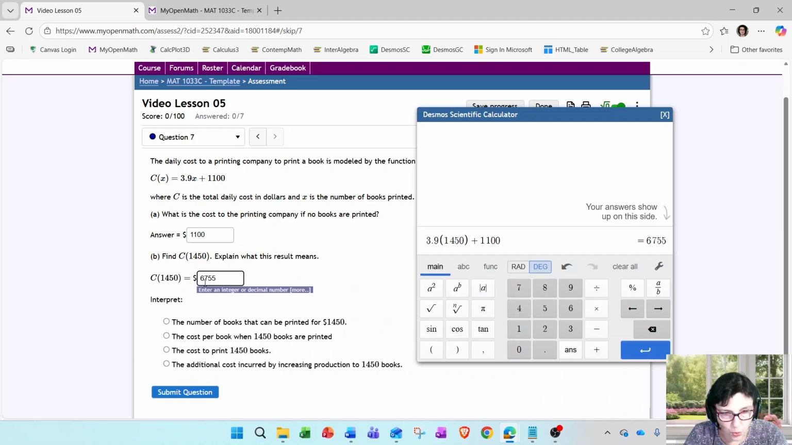Well, this is the cost, right? Because remember, C of X models the cost of printing X books. So this would be the cost of printing how many books? 1450. So where does it say that? The cost per book? No, the cost to print 1450 books. And it's not the additional cost incurred. This is just the cost to print 1450 books.